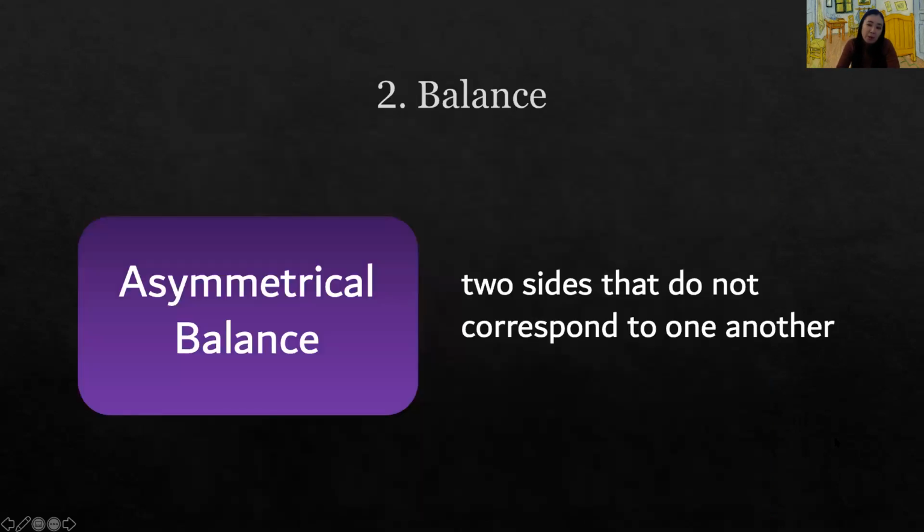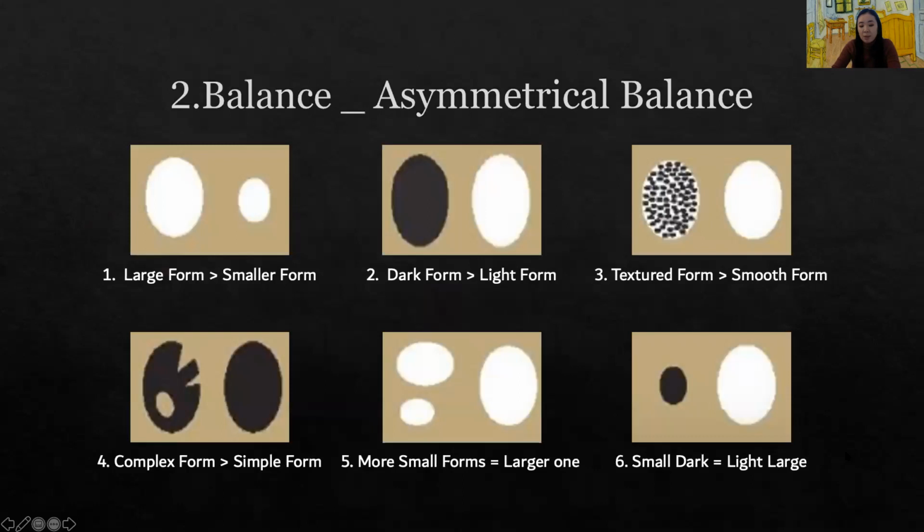And asymmetrical. So asymmetrical balance is two sides that do not correspond to one another in size, shape, and placement. And generally, there are 6 types of asymmetrical balance. So the first one is that a large form is visually heavier than a smaller form.